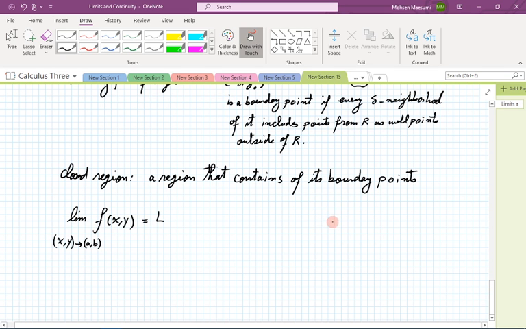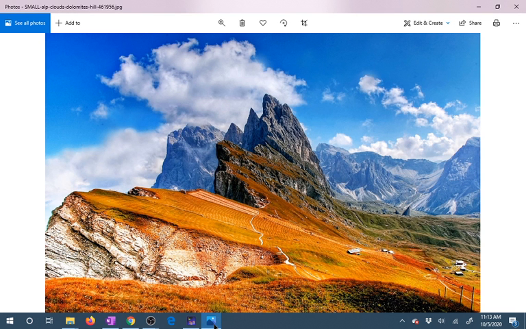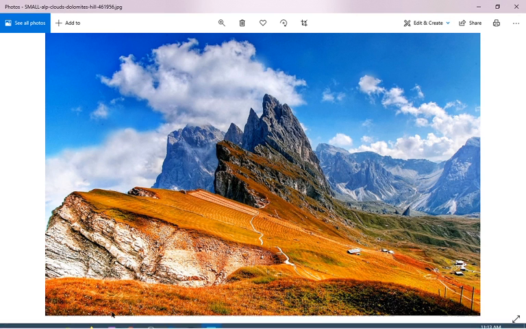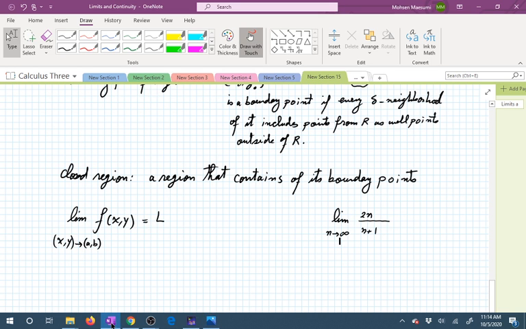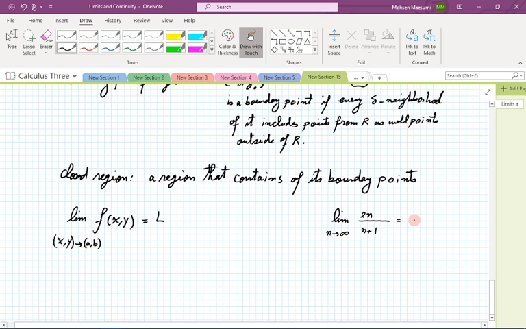Over there, let's write an example. Limit of, say, 2n over n plus 1 when n goes to infinity. What is that limit? Hopefully everybody in this course knows what that limit is. Just a second or two, tell me what that limit is. What do you think is the limit? So if you said 2, you're on the right track.